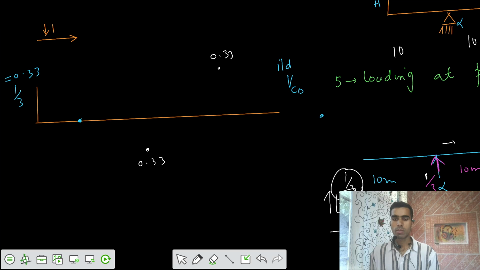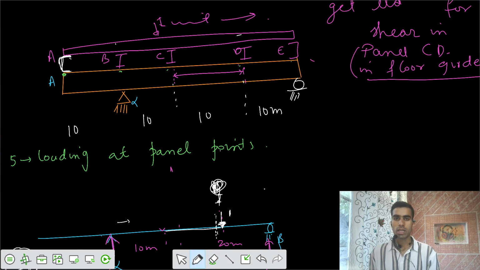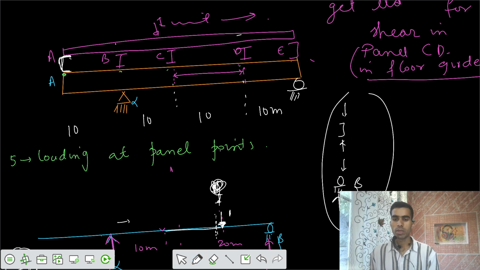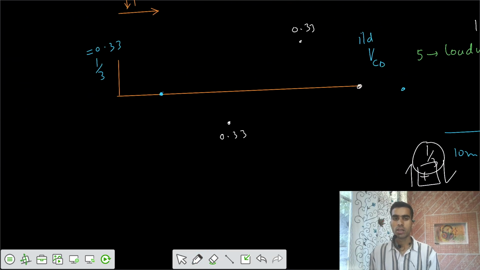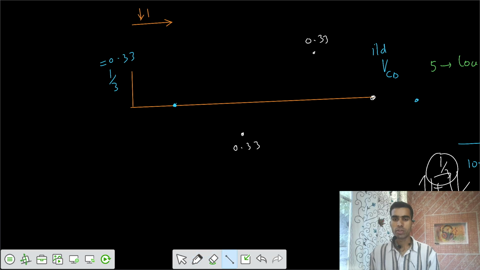Now if the load is at point E, there we have some channel section, it would give a reaction of 1, and the same load gets transferred to the support, that's beta support. That means shear would be 0 in the panel CD. So shear would be 0. So this is the ordinate. Now we have to join those ordinates by straight lines.